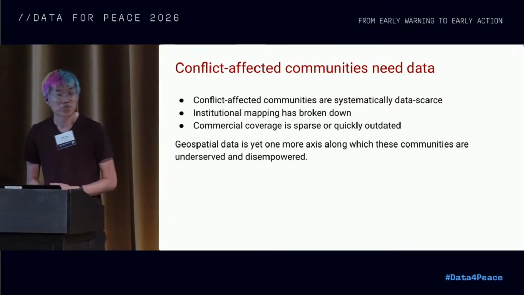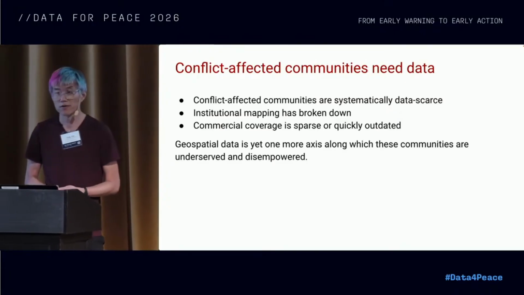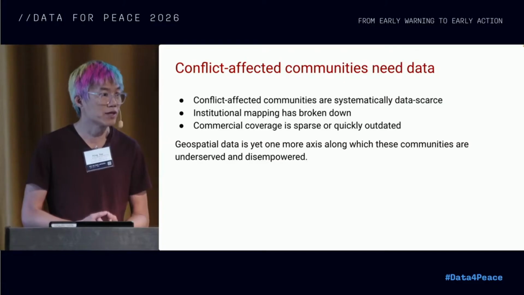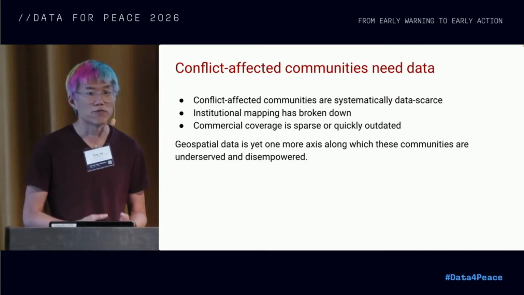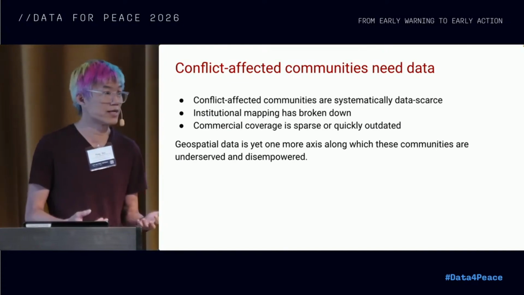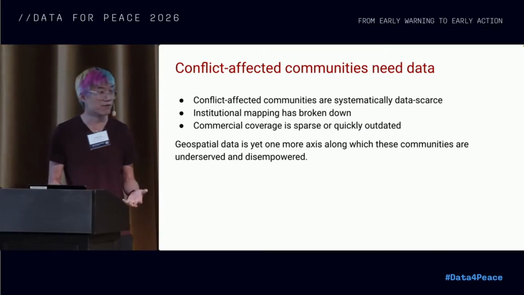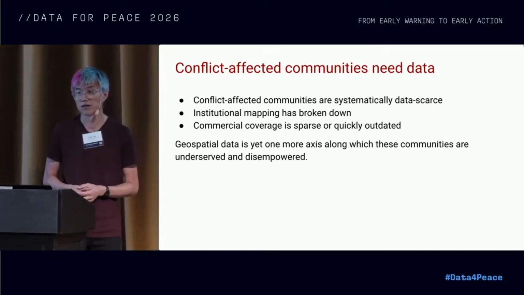Conflict-affected communities need data as much as any others, possibly more because they're especially vulnerable. And yet, at the same time, places affected by conflict or at risk of conflict are systematically data scarce. Government and institutional mapping systems have often broken down. Commercial coverage data in these regions may be missing or outdated because the situation changes so quickly. And so geospatial data is just yet one more way in which conflict-affected communities are underserved and disempowered.